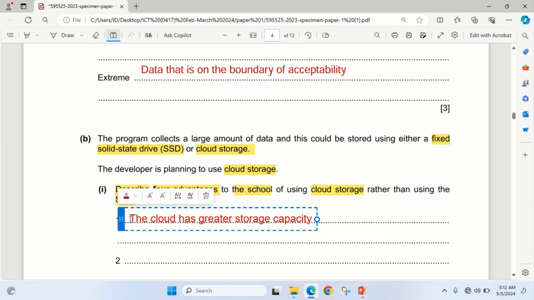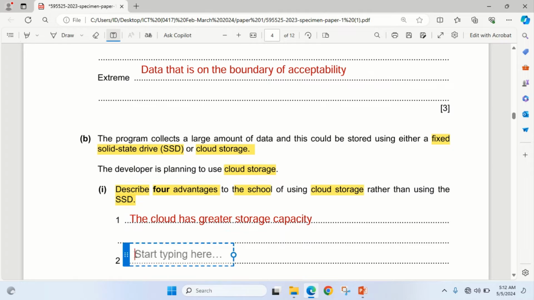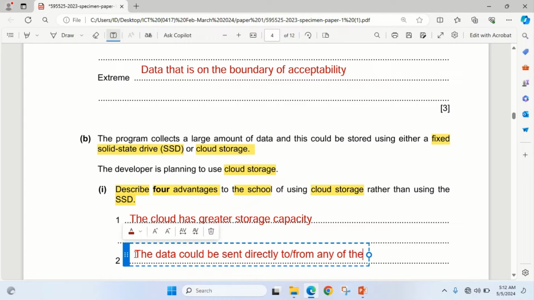Then the next one is that the data could be sent directly to and from the cloud from any computer. So that's another opportunity. They don't need to carry any physical storage media. So you say that the data could be sent directly to or from any of the computers or devices they are using in that school.